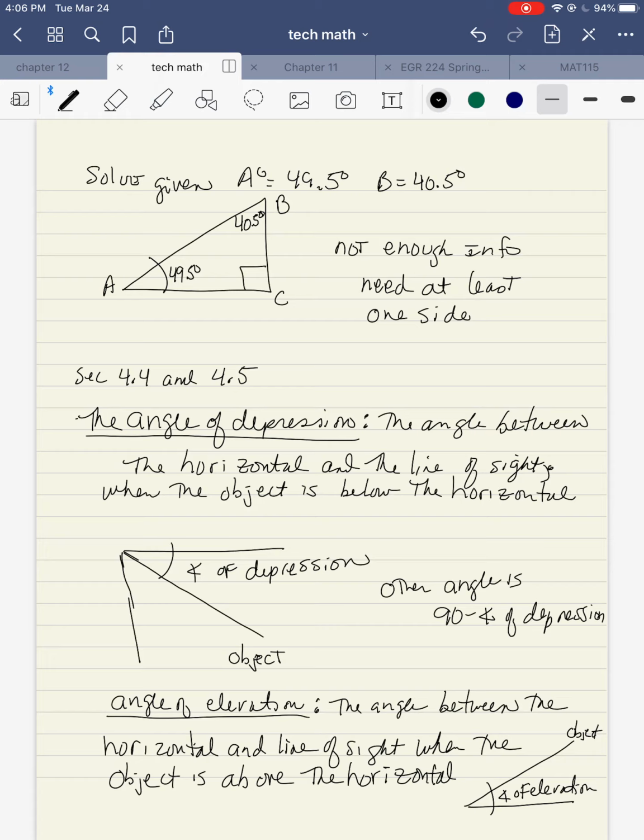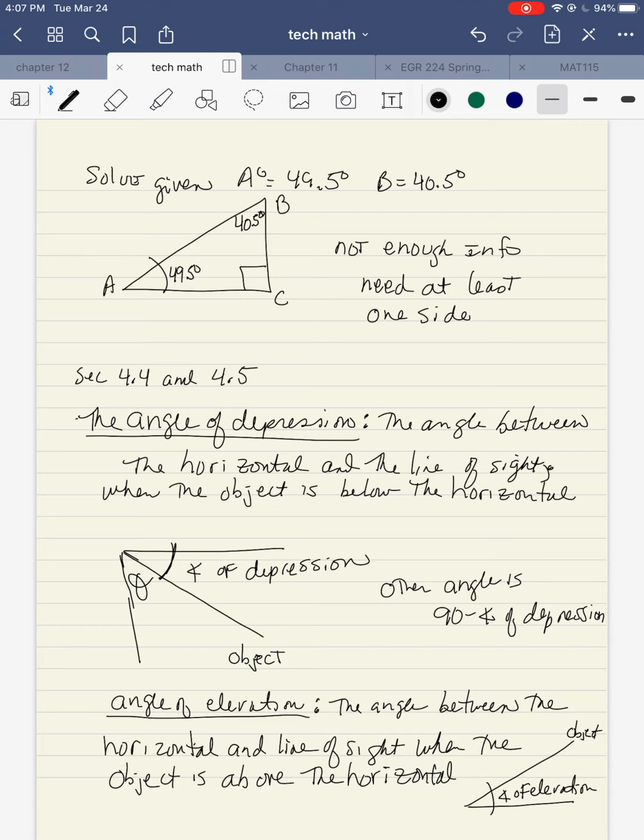Section 4.5 deals with two special types of angles. One is called the angle of depression. The other is called the angle of elevation. The angle of depression is the angle between the horizontal and the line of sight when the object is below the horizontal. So you can see here, this is the horizontal up at the top, the object is below, and this right here is the angle of depression. But usually when you're doing these problems, you need this angle here. So the other angle is found by just taking 90 and subtracting the angle of depression.